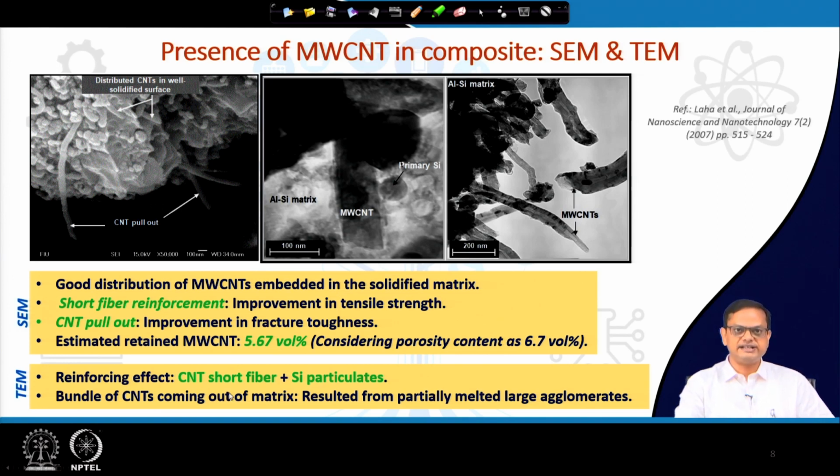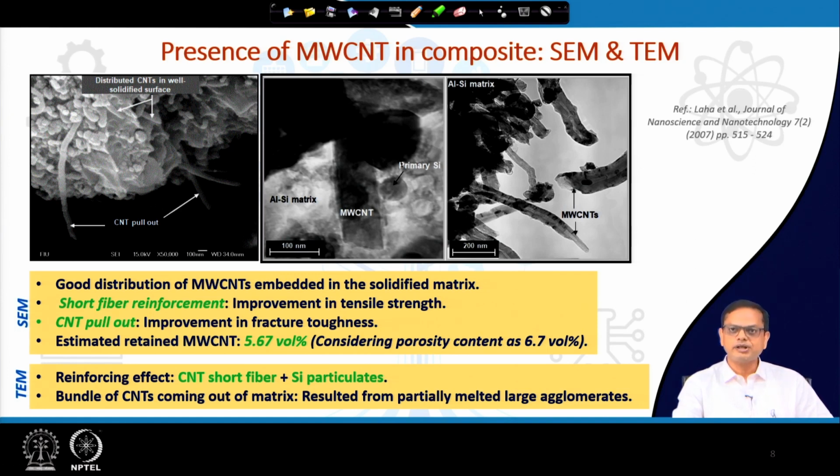So, those primary silicon particles will also act as reinforcement. That is why it says here CNT short fibers plus silicon particulates will both give a reinforcing effect, and you can also see bundles of CNTs coming out of the matrix. Okay. We can see some amount of agglomeration as well, but the bottom line is that even after going through that high temperature of plasma spraying, and before that high energy ball milling, the CNT structure is more or less retained. There is some defect density, some defects have been generated, but the atomic structure of the CNT is more or less retained.